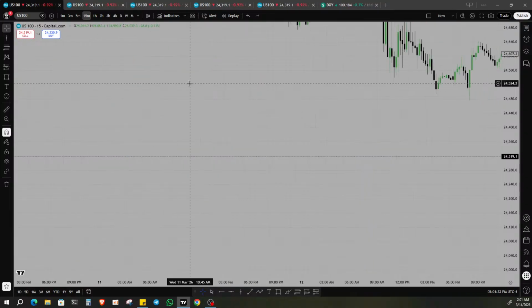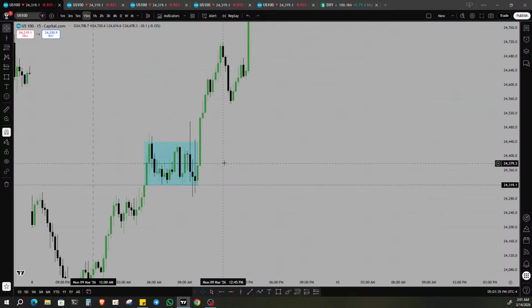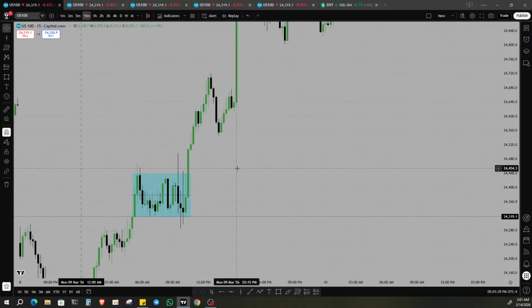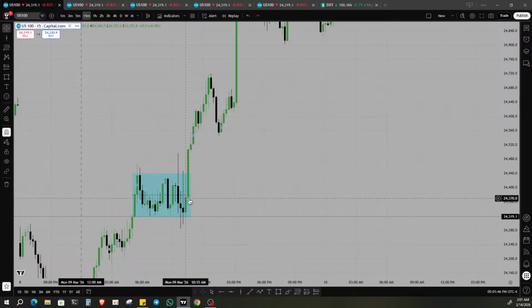Okay, let's see what happens according to the analysis on the Monday. Don't trade on Monday, okay? Because ICT doesn't trade on Monday, and I'm with ICT. Okay, this is the one side liquidity sweep.